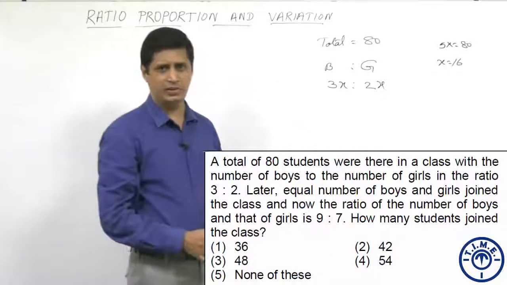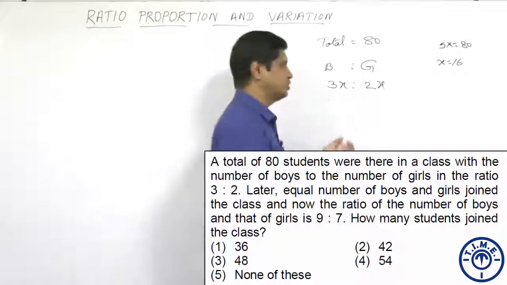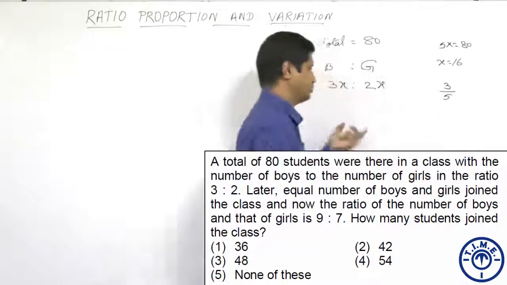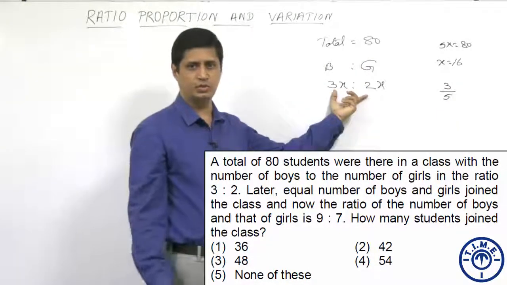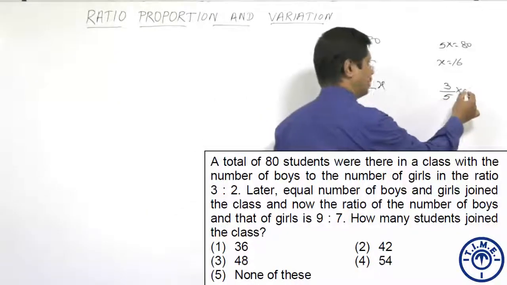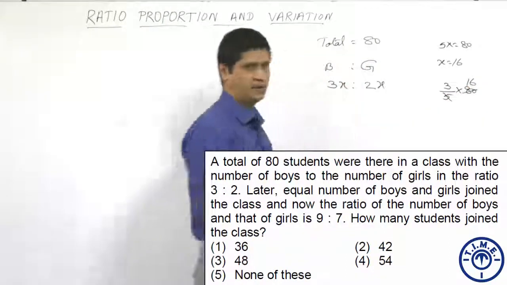Another way to answer the same question: 3:2 is the ratio, so now 3 by the sum of the ratios. What is the sum of the ratios? 3:2 means 3 plus 2. So, 5. So, 3 by 5 of 80. Now, solving this results in 48.